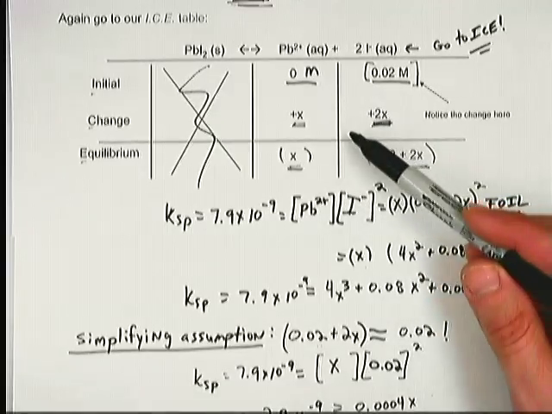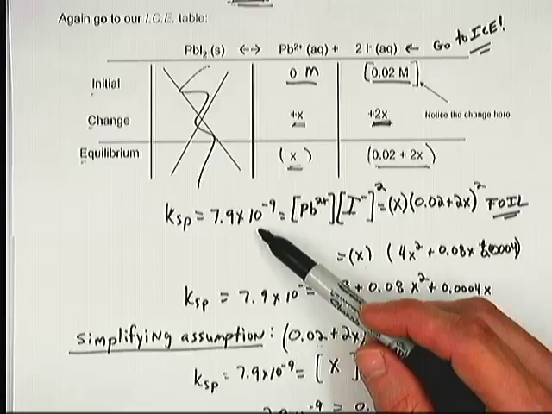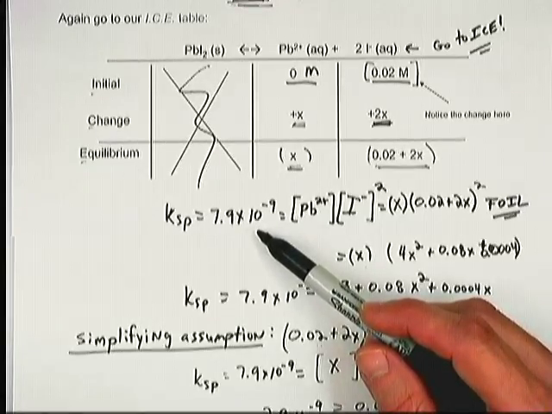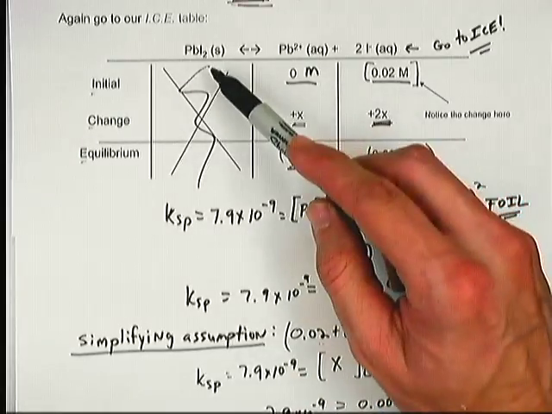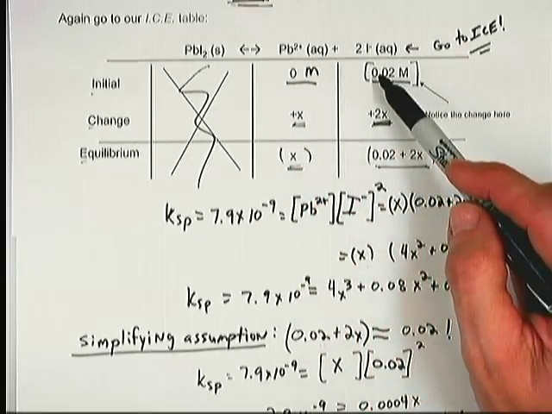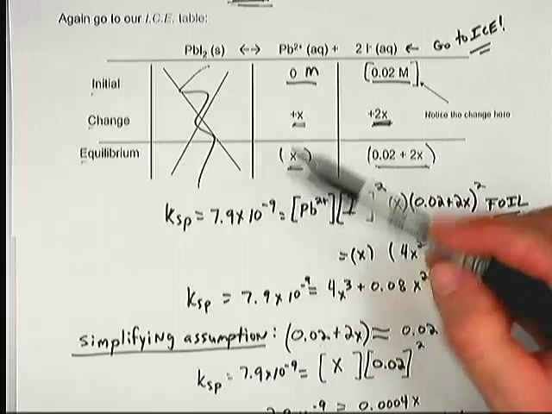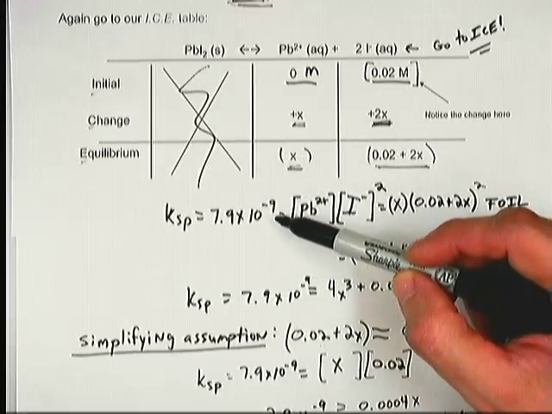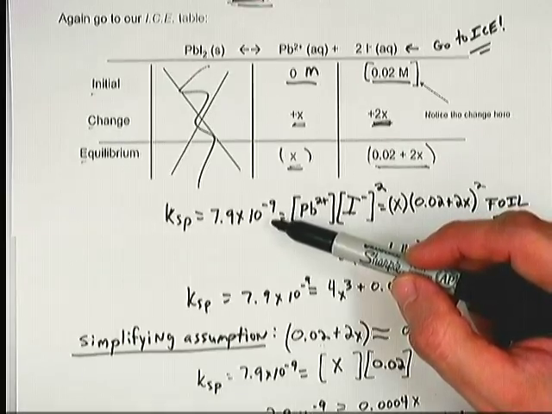The way to tell that is to look at the K value. Remember, the K value tells you the position of the equilibrium. If K is very small, the equilibrium lies far to the left. If K is bigger, the equilibrium can shift to the right, and more of this stuff will dissolve. This number is quite small. Because of that, I had a pretty good guess that making the assumption is going to work.